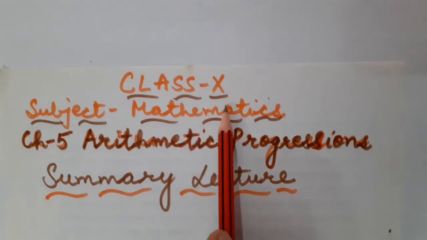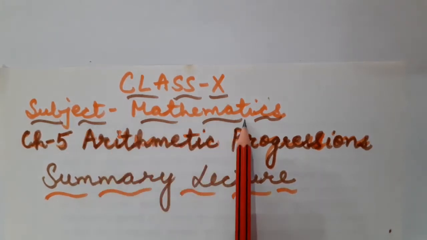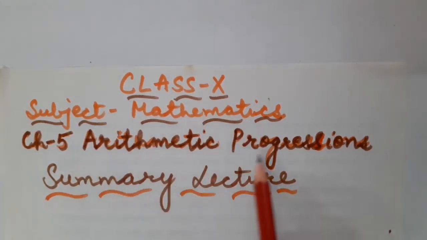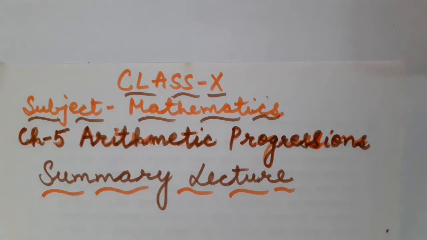This is class 10, subject mathematics, chapter number 5, arithmetic progressions. Children, this is a summary lecture. In this summary lecture, I am going to make you recall all the important concepts that I have taught you in a total of 8 lectures of chapter number 5, arithmetic progressions.